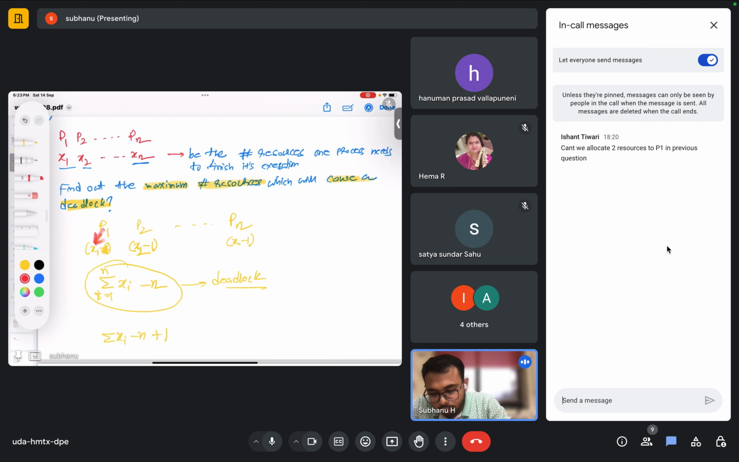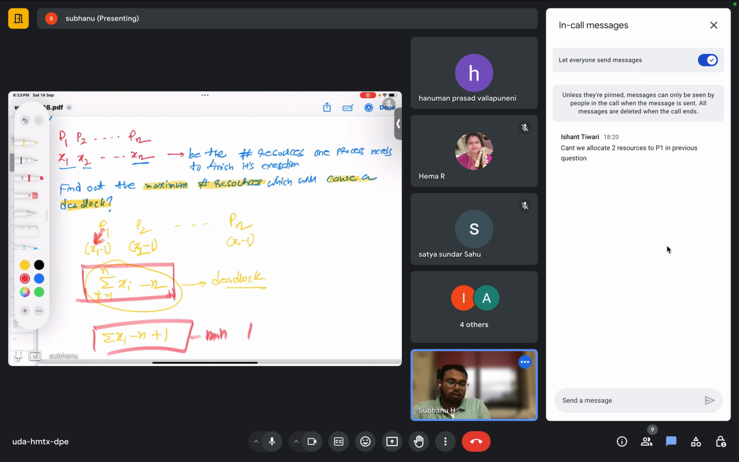But what we want is a deadlock situation. That's why we will give all the resources except one. So this is the maximum number of resources for which there will be a deadlock, and this is the minimum for which there is no deadlock. Okay, I hope you understood.